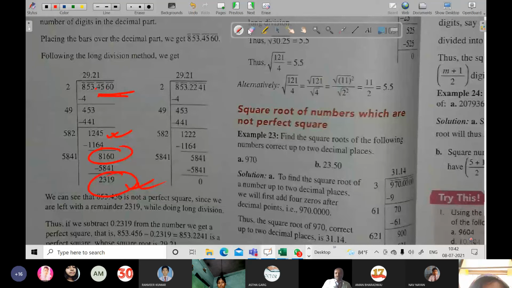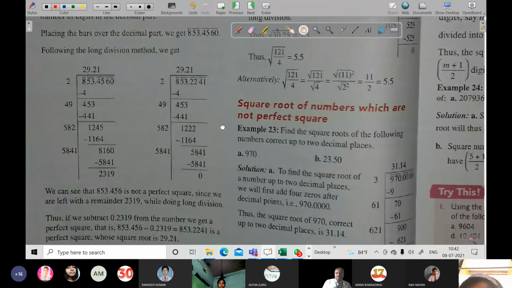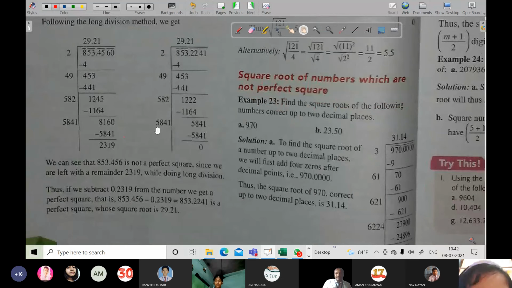If you will see, at last it has been said: we can see 853.456 is not a perfect square, since we are left with the remainder 2319 while doing long division. Thus, if we subtract 0.2319 from the number, we will get a perfect square, and its square root will be this only, 29.21. After subtraction, it has been shown division once again. Of course, if you will not show also, then also it will be coming the same thing only.